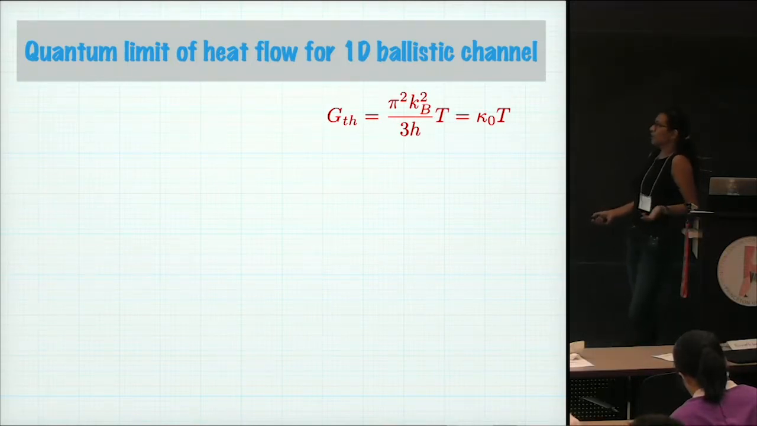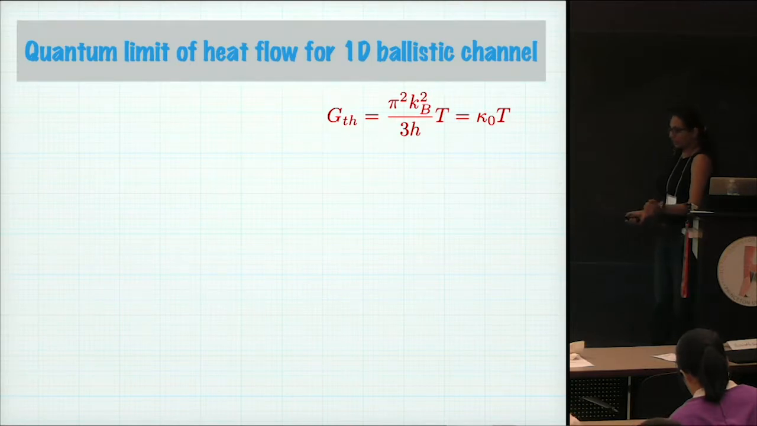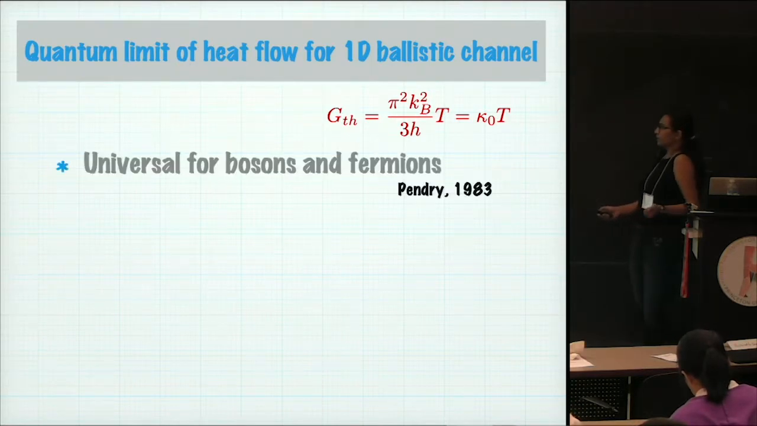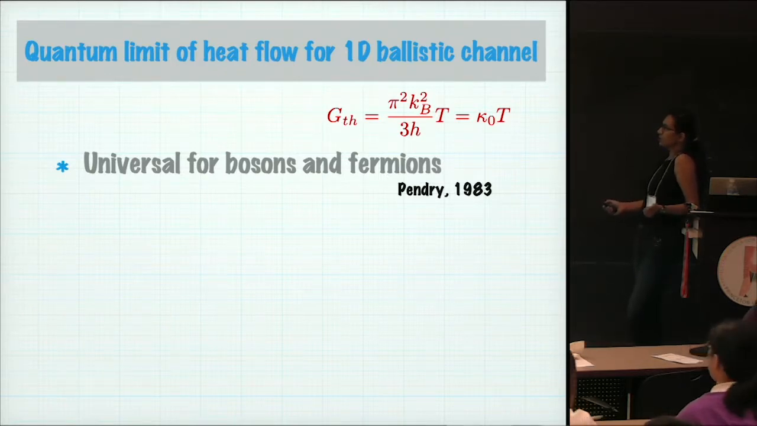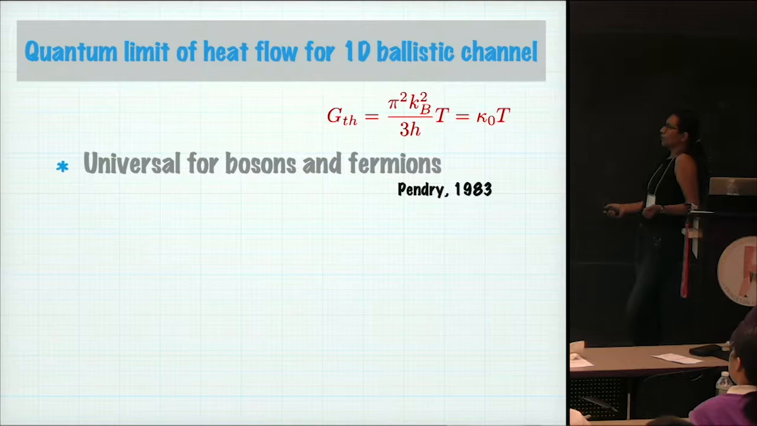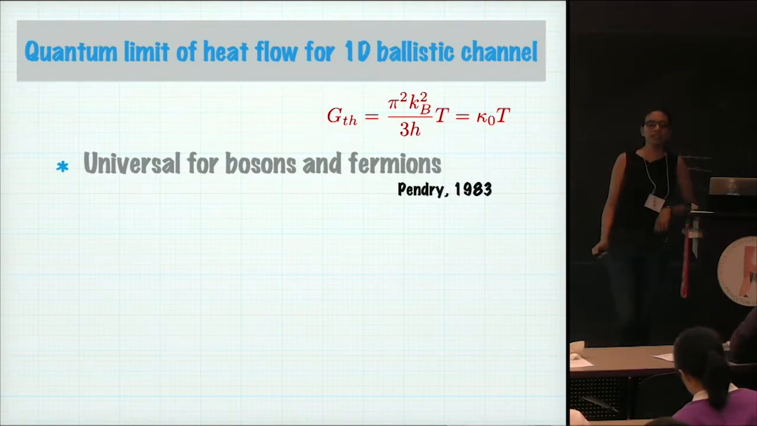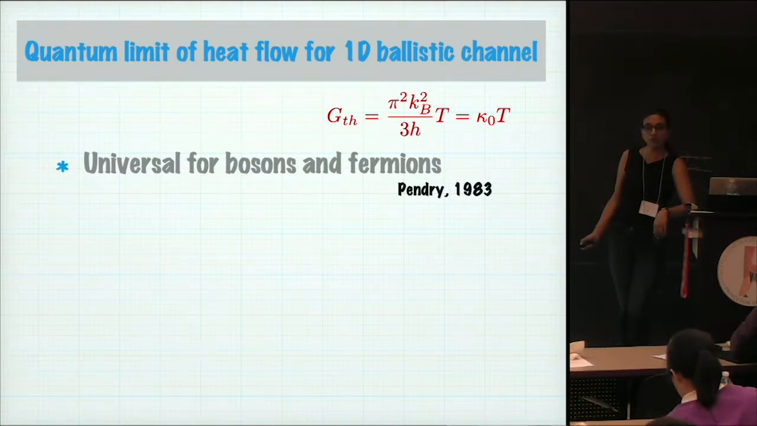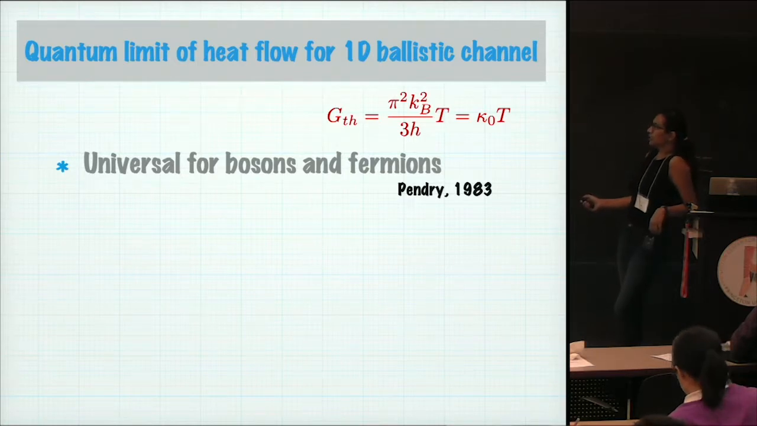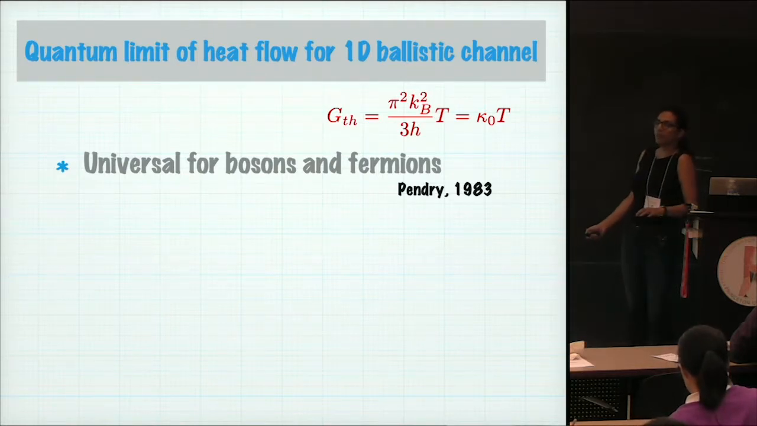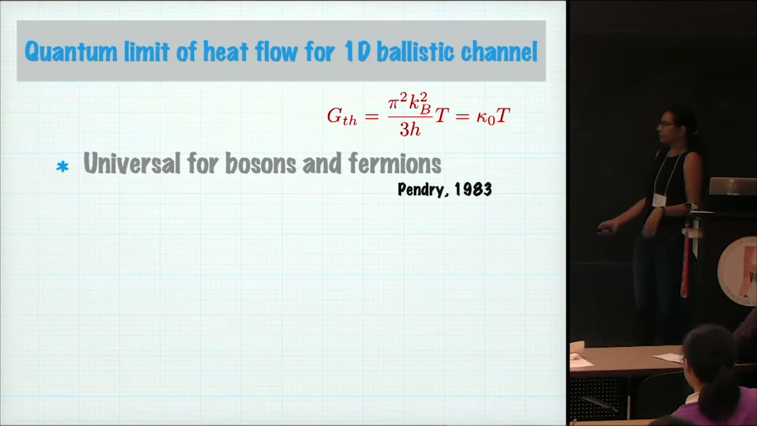So first of all, let me jot down what we know before jumping into this experiment about the 1D ballistic channel and the quantum limit of heat flow. A long time back, Sir John Pendry suggested that heat flow in a 1D ballistic channel is universal for bosons and fermions. Namely, it doesn't matter if the heat is carried by bosons or fermions in a ballistic channel, it should be quantized to the limit. I must mention this is the upper limit of the heat flow, so it doesn't depend on the particle statistics.